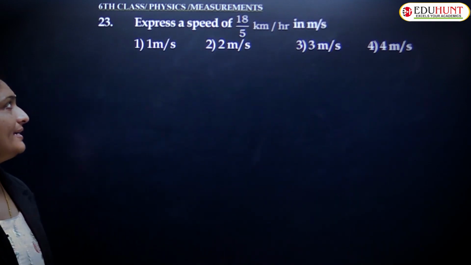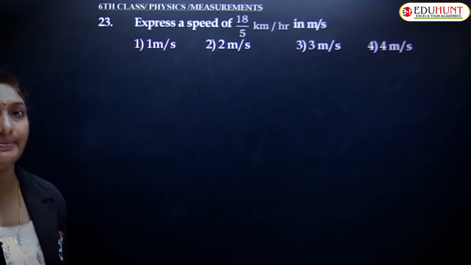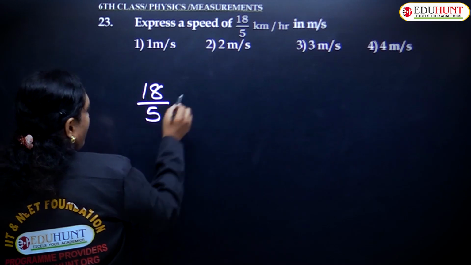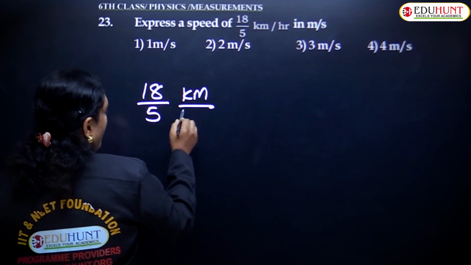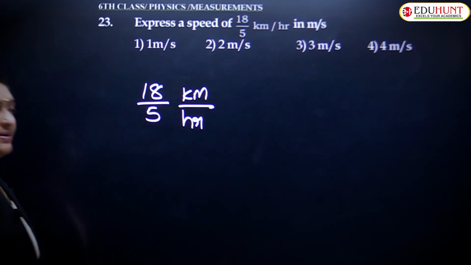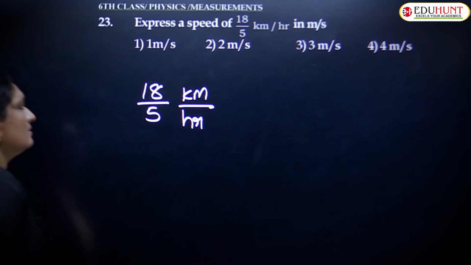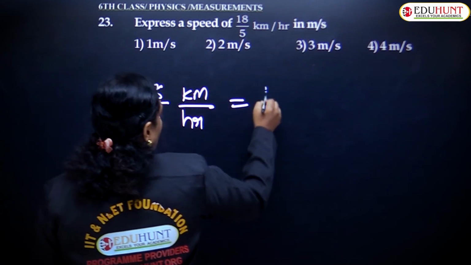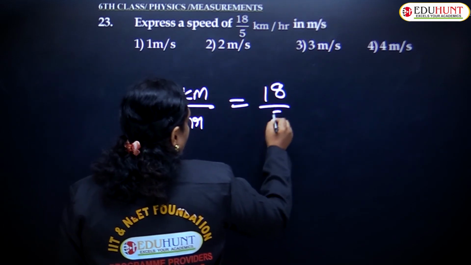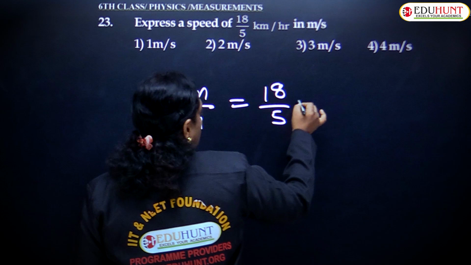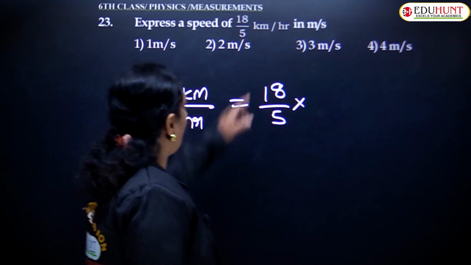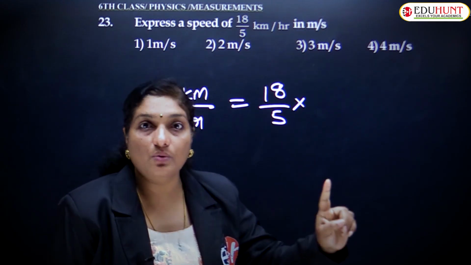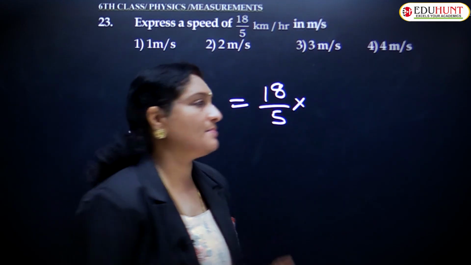Express a speed of 18 by 5 km per hour in meter per second. Important concept. The given question is 18 by 5 km per hour, and you need to convert it. Kilometer you need to convert into meters. 1 kilometer is how many meters? 1000 meters.